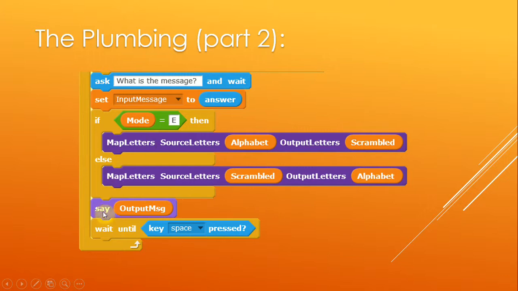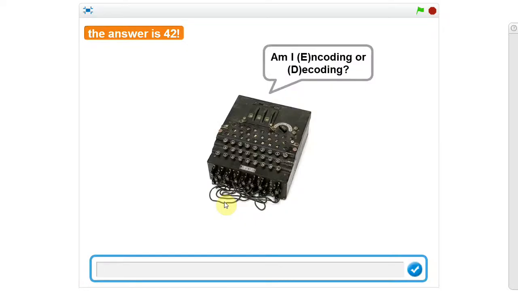When I'm done, I'm going to save my message and then wait until the spacebar is pressed to start all over again. Okay, so that's basic. So let's see this guy in action. Okay, so this machine here is known as the Enigma machine, used in World War II by the Germans to scramble their messages. So the first thing, am I encoding or decoding?